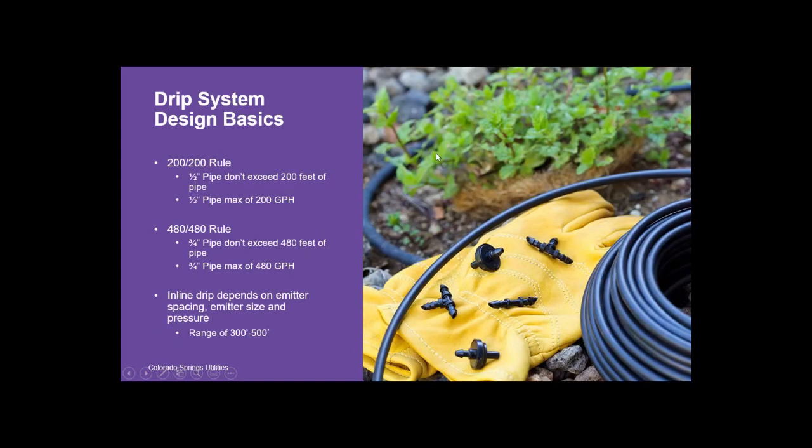So some drip system design basics. One of these are some general rules. So the 200-200 rule is intended for half-inch pipe. And what the 200-200 rule means is do not exceed 200 feet of half-inch drip pipe on one zone, and do not exceed 200 gallons per hour.